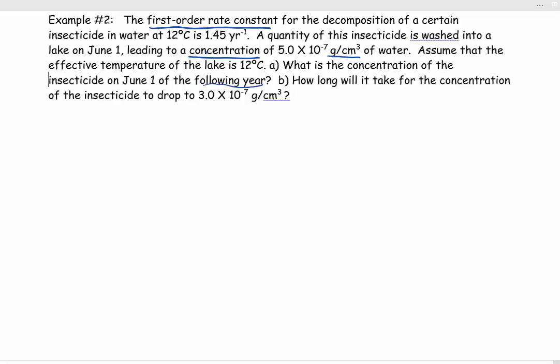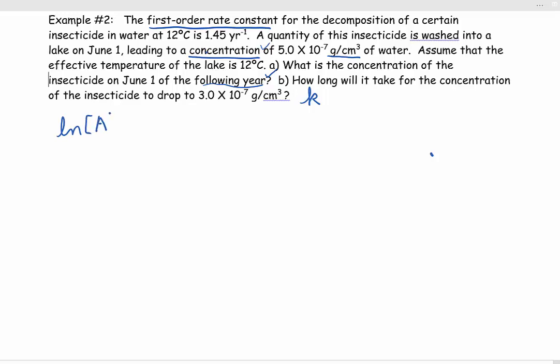Okay, so first of all, notice that we're referring to time. Time has passed, and we're referring to concentration. So that should lead you in the direction of an integrated rate law, and we're told it's first order. Notice we're also told the temperature, and that's because remember your rate constant K varies with temperature.